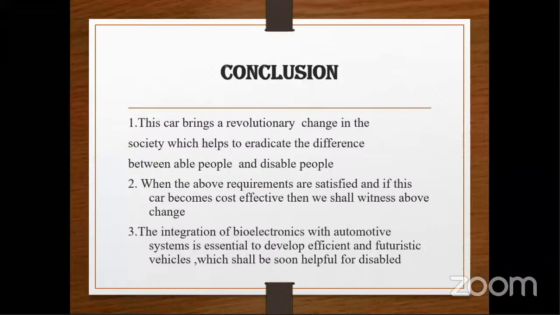This emerging technology can make even physically challenged persons able to operate this car so that their dependency can be reduced. This car brings a revolutionary change in society which helps to eradicate the difference between able people and disabled people. When the above requirements are satisfied, and if this car becomes cost efficient, we shall witness changes. The integration of bioelectronics with automotive systems is essential to develop efficient futuristic vehicles, which shall soon be helpful for disabled people too.